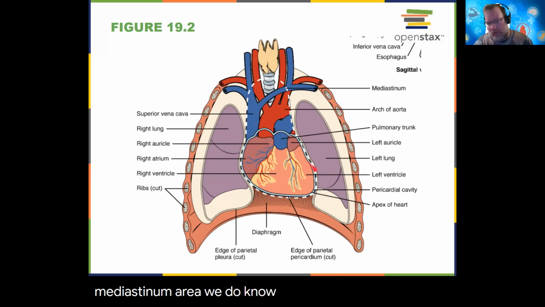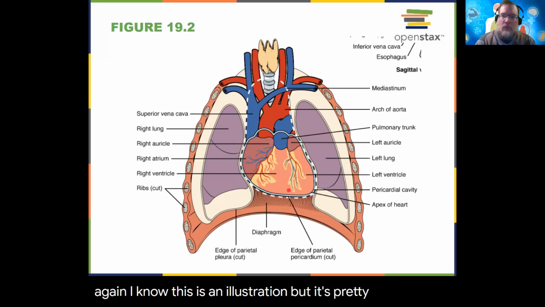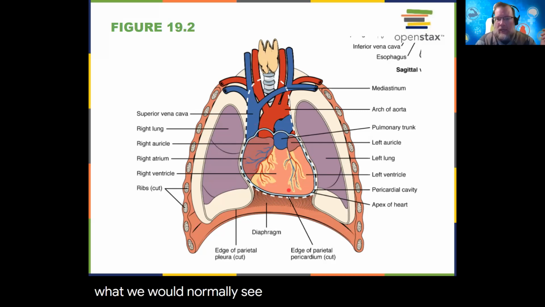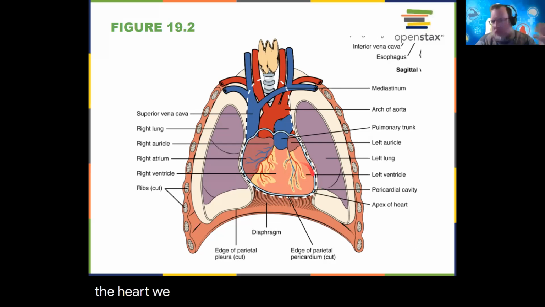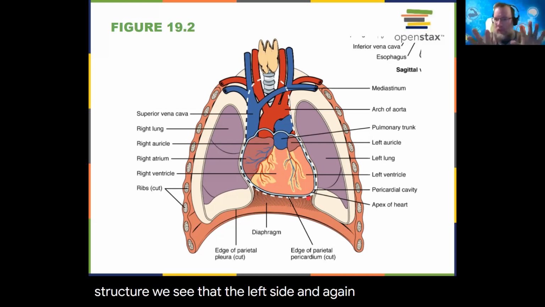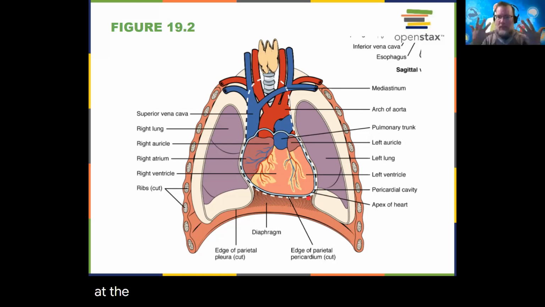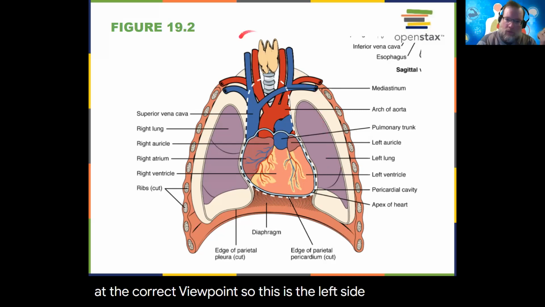We do notice just upon first glance, and again, I know this is an illustration, but it's pretty close to what we would normally see in a gross anatomical aspect. But you do notice maybe right away when you just look at the heart, and its positioning and general structure, we see that the left side, and again, we're looking at the correct anatomical position, the patient's viewpoint. So this is the left side. Okay, and this is the right side.